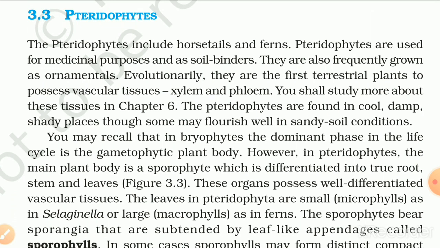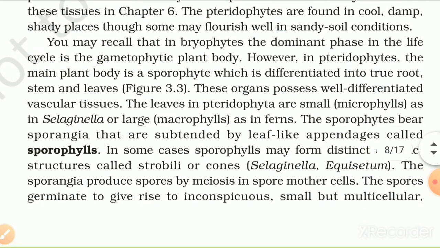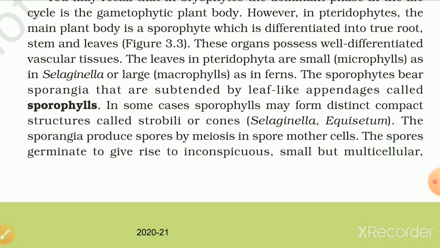The pteridophytes are found in cool, damp, shady places though some may flourish well in sandy soil conditions. You may recall that in bryophytes, the dominant phase in the life cycle is the gametophytic plant body. However, in pteridophytes, the main plant body is a sporophyte, which is differentiated into true roots, stem and leaves. Figure 3.3. These organs possess well-differentiated vascular tissue.